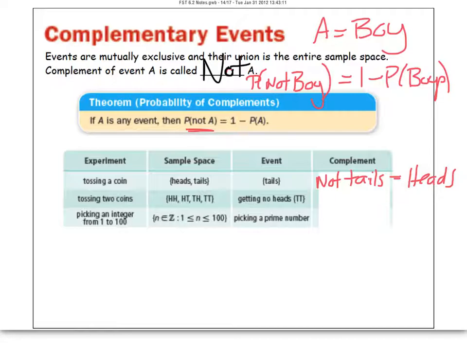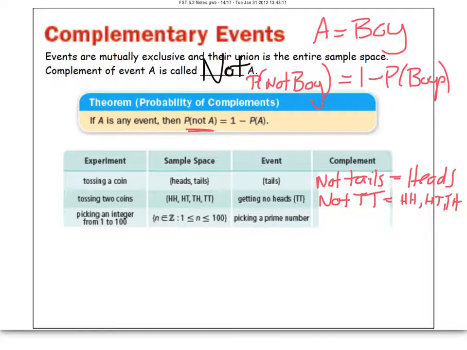What if we are looking at tossing 2 coins? That sample space has 4 different outcomes: double heads, double tails, and the heads-tails combinations. If the event is getting no heads, which is TT, so basically the event is getting 2 tails, what's its complement? Well, the complement would be not getting TT. In this case, its complement would be HH, HT, and TH.